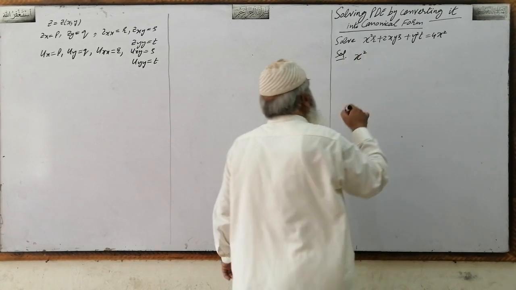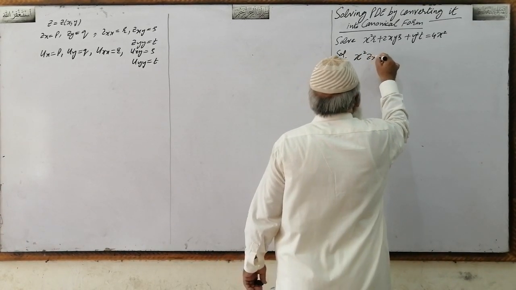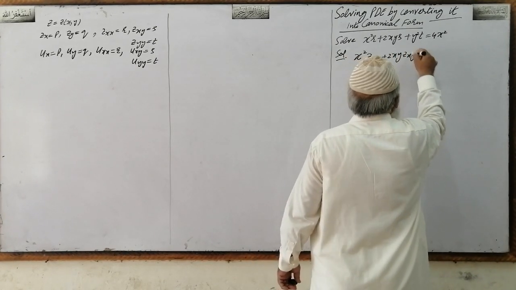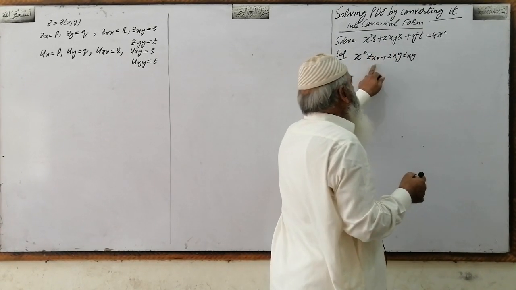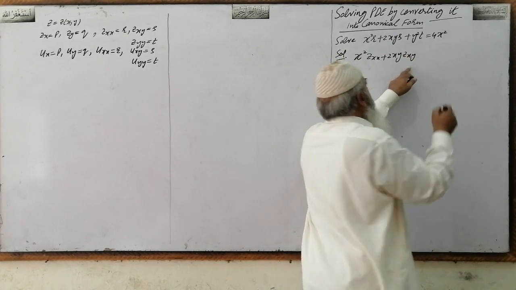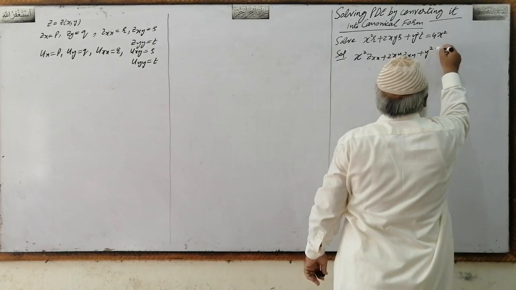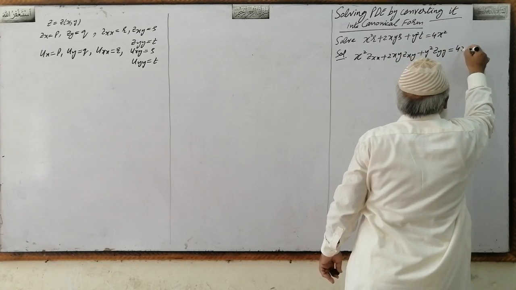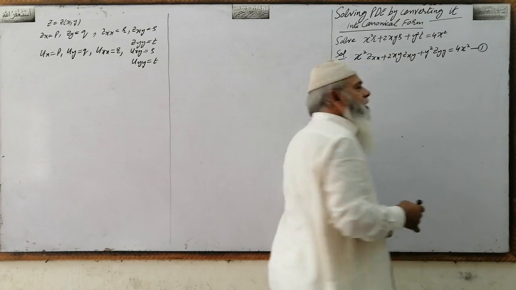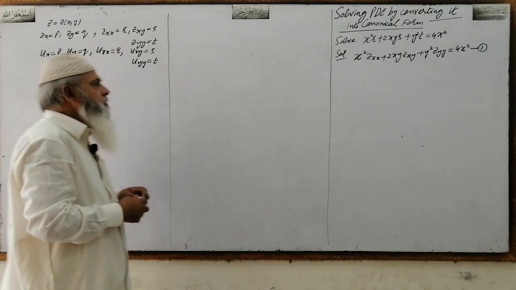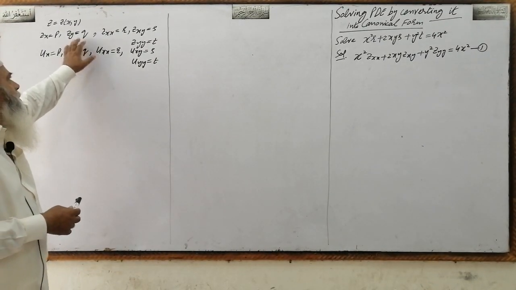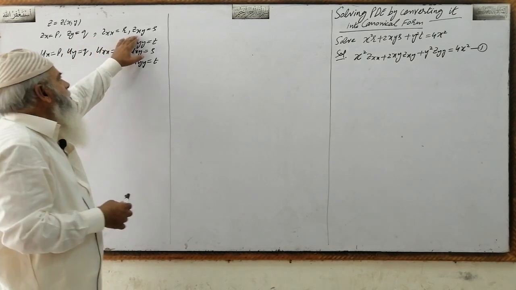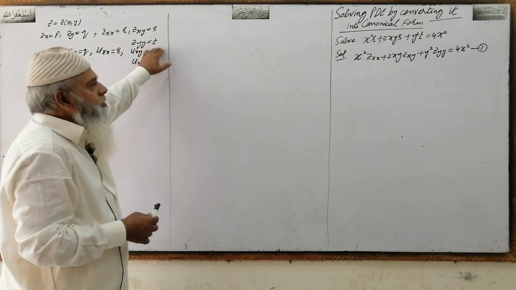Now, using these notations, we have x square r, meaning z double x, plus 2xy zxy, plus y square, and t is replaced by z double y, is equal to 4x square. This is our given partial differential equation, using these notations: z double x for r, zxy for s, and z double y for t.